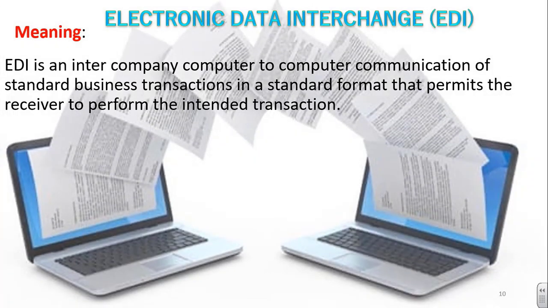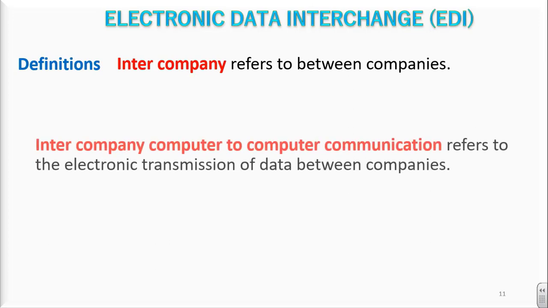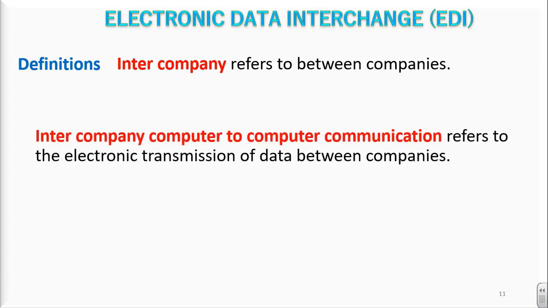This is a photograph of EDI. There is an exchange of information from one company to another company through computers. Definition: intercompany refers to between companies. Intercompany computer-to-computer communication refers to electronic transmission of data between companies. In our case, one is hospital and the second is suppliers.